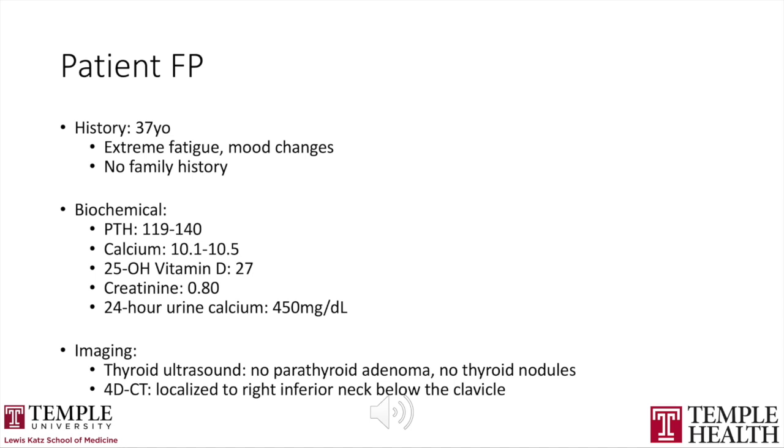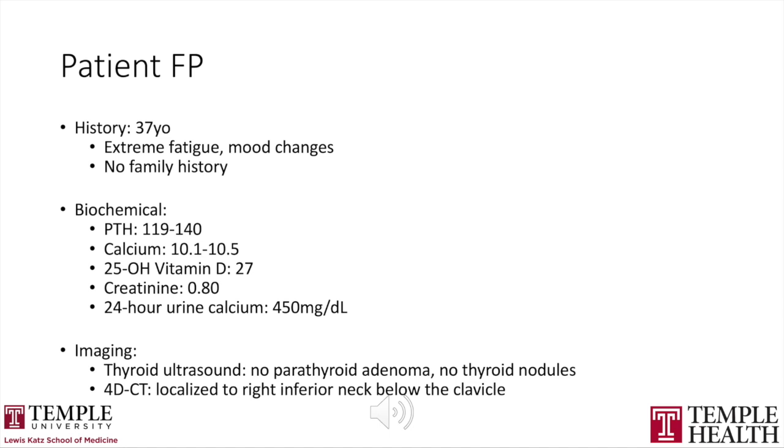You get repeat labs. Her parathyroid hormone level is in the 120 to 140s. Her calcium is consistently elevated or at the upper limit of normal. Her 25 OH vitamin D is 27. Now, the low end of normal is 30, but oftentimes this will be a little bit low in patients with primary disease. Her creatinine is normal, and her 24-hour urine calcium is classic. That is 450. So based on all these factors, you make the decision that she needs an operation.